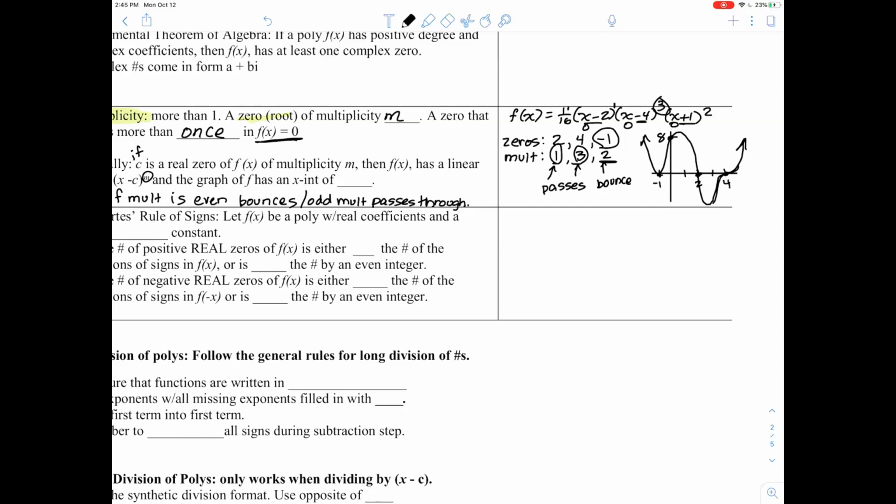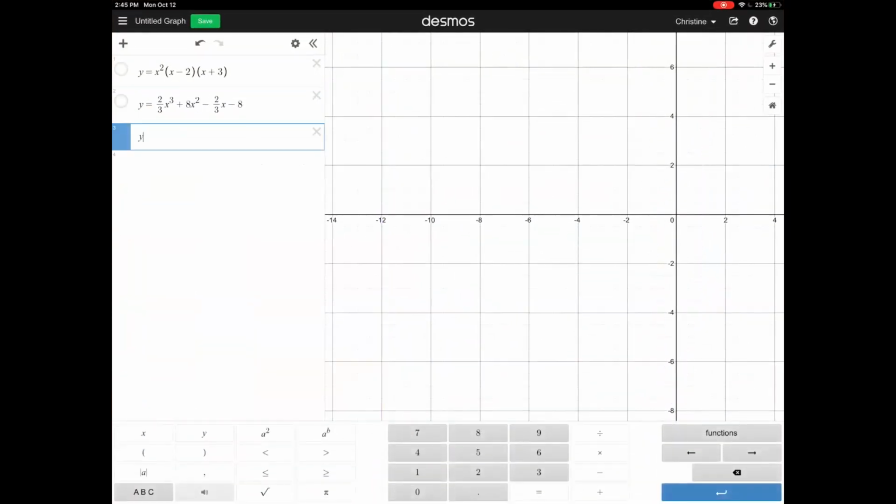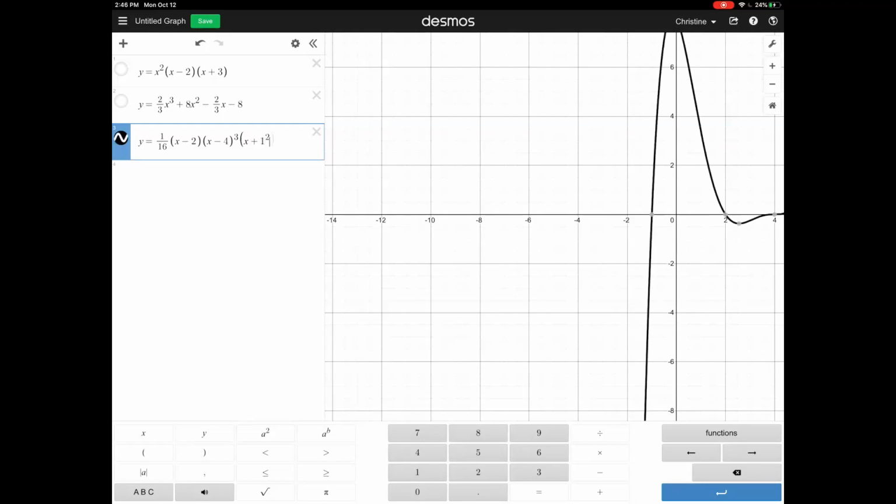So I'm going to show you this function in Desmos as well. So this one would look like y equals 1/16 times, let's see, what was it? x minus 2 times x minus 4 quantity cubed times x plus 1 quantity squared. Oh, I forgot the x. Let me get the x in there. x plus 1 quantity squared.